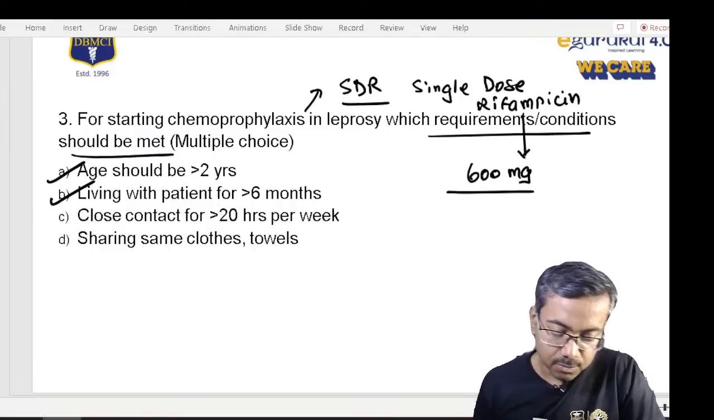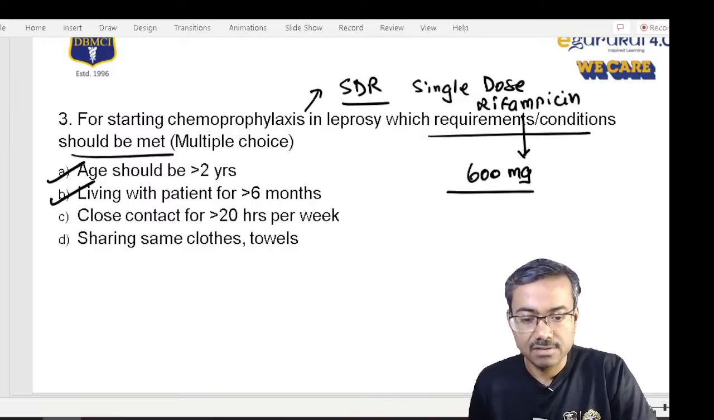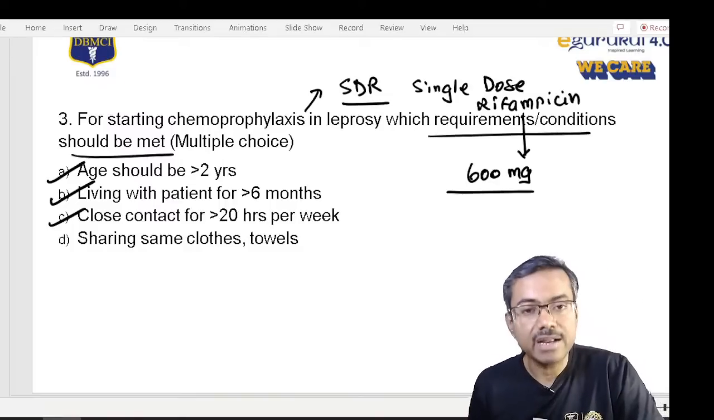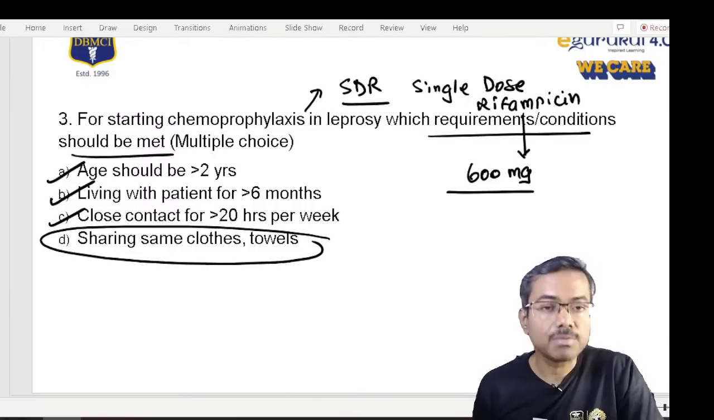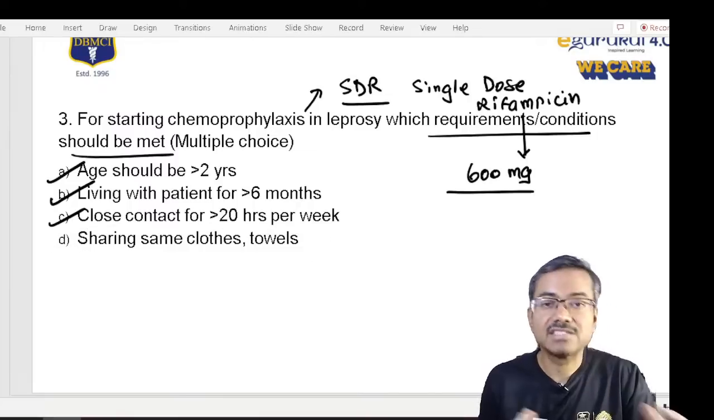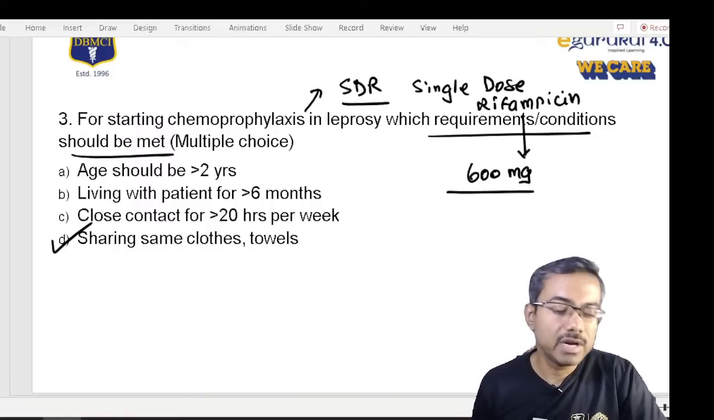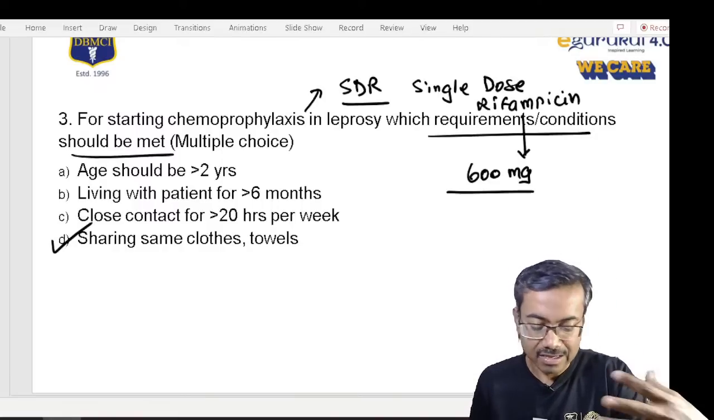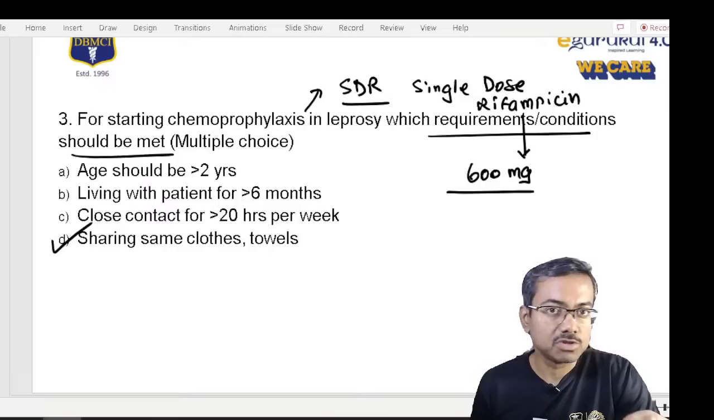Now, living with a patient for more than 6 months, obviously, right? When you're living with anyone for a long time, you're obviously going to have more transmission. So even if you don't know this guideline, this is common sense. Now, close contact for 20 hours per week is a guideline which WHO does give out. This has never been proven. So I think my answer would still be the D option, though it is a bit of a controversial question. Some faculties answered differently, but my point was the fourth option would be the best.